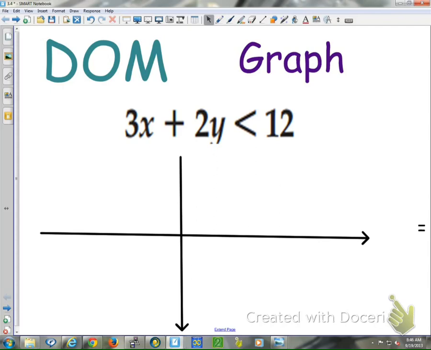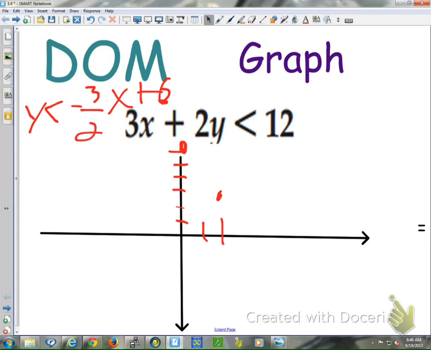What was this when I solved it? What was the equation when I solved it? I don't feel like doing it again. It was y is negative 3 over 2x plus 6. You're going to do everything the same way, the same exact way. 1, 2, 3, 4, 5, 6. Still a slope of negative 3 over 2, except here's really the only two differences.